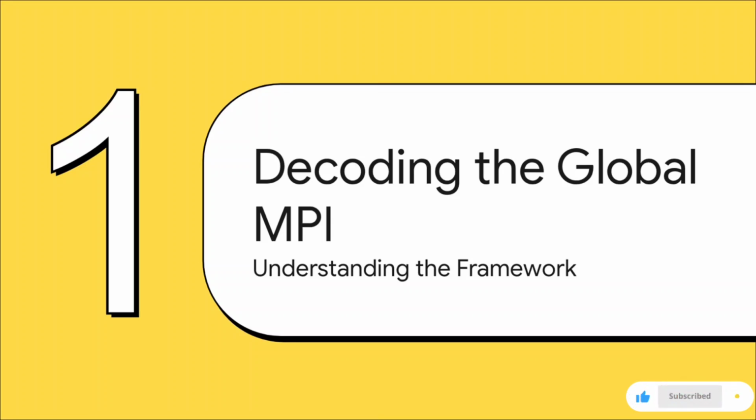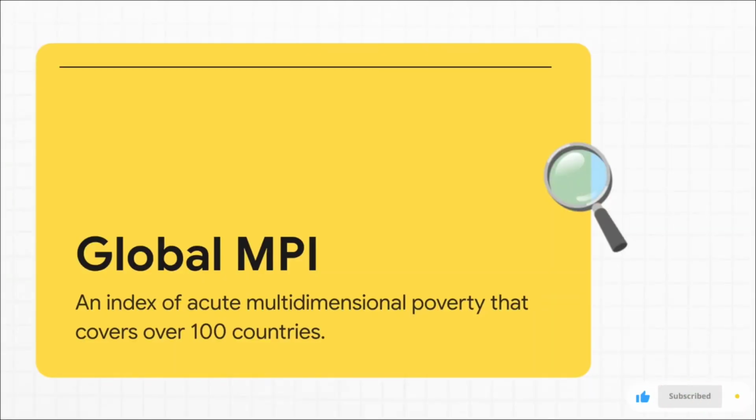We need to really understand what the MPI is and how it's put together. Grasping this framework is the foundation for everything else we're going to talk about. So the MPI is an index of acute, multidimensional poverty. Now, the keywords there are multidimensional and acute. The whole point is to look past just the bank account to capture the real-life struggles that overlap and hit people all at once. It's about seeing poverty in all its different shapes and sizes, which, by the way, is the very first Sustainable Development Goal.